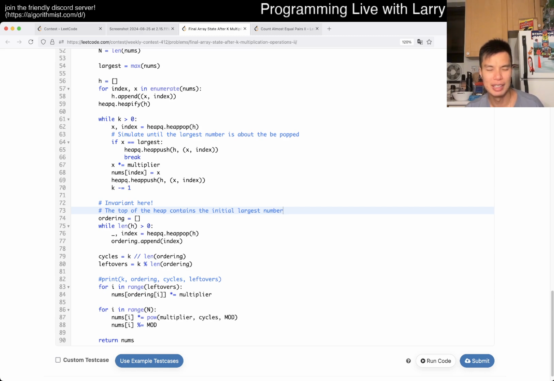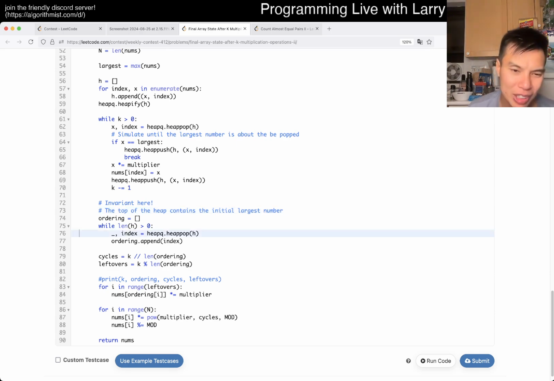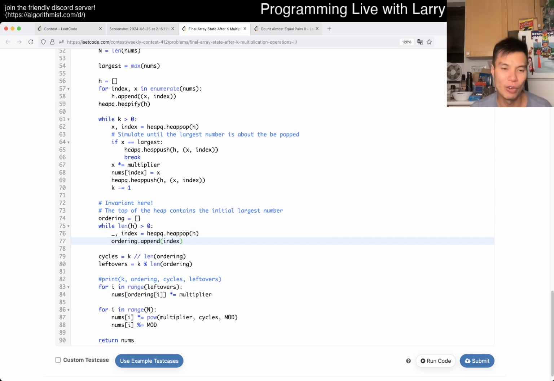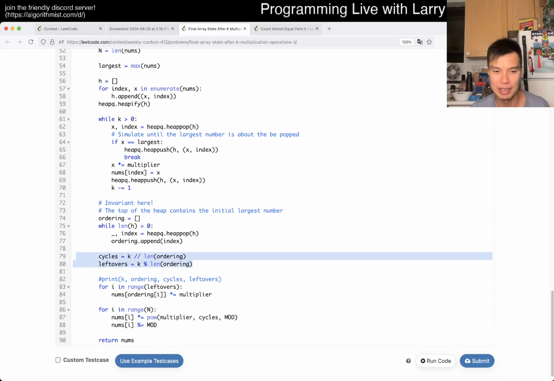Yeah, and if you pop them in order, then this gives you the order in which you get the rest of them, which you can also get by simulation, but not a big deal. Yeah, and then cycles is what we said. Leftovers is also what we said. The leftovers in the cycle.